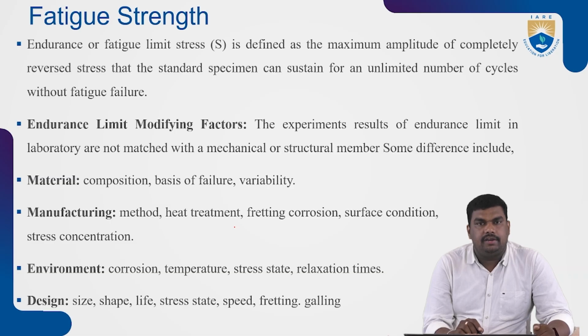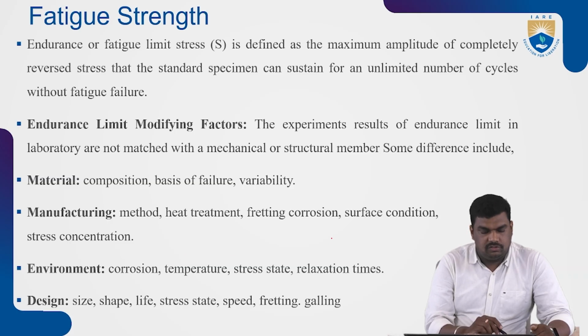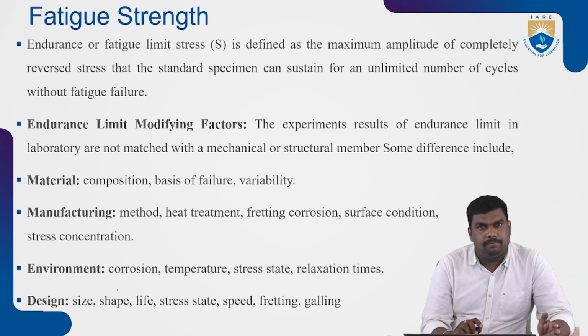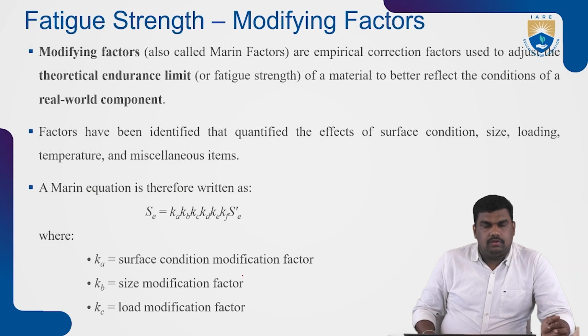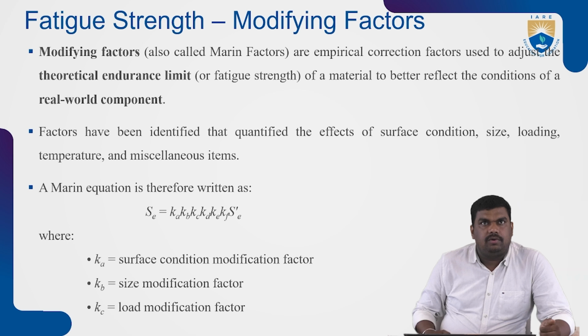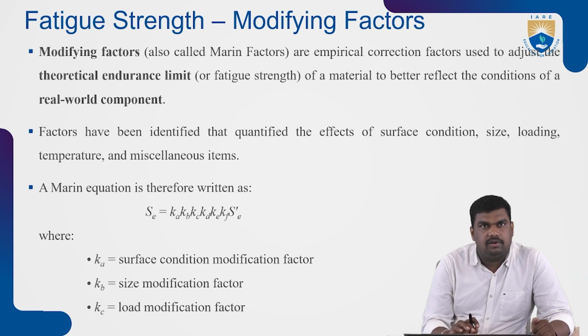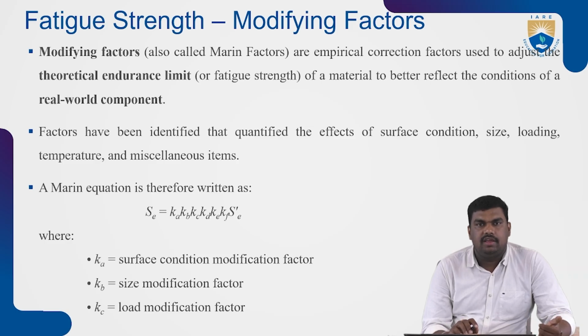So, method, heat treatment, fretting corrosion, surface condition, and stress concentration. And environment: corrosion, temperature, stress state, and relaxation times. Then design parameters, design modification factors: size effect, shape, life, stress state, speed, fretting, and galling. These are all the generalized modification factors. And for the calculations, when you get the endurance limit, it will be affected by the modification factors.